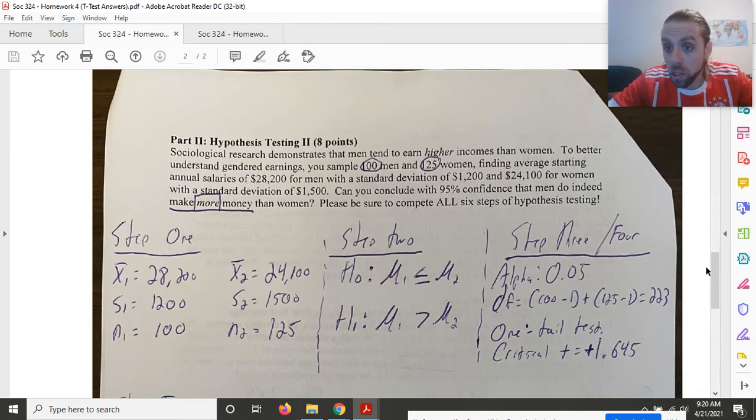Now, since I have a directional hypothesis, I have to take some care in what I am producing here for my hypotheses. So you remember, can you say with 95% confidence that men make more money than women? More. Therefore, to make more money than women, mu1 must be greater than mu2. So what's the inverse of that? H0, mu1 is less than or equal to mu2. H1, mu1 is greater than mu2. So that alternate hypothesis, H1, is what I'm hoping to find evidence for.